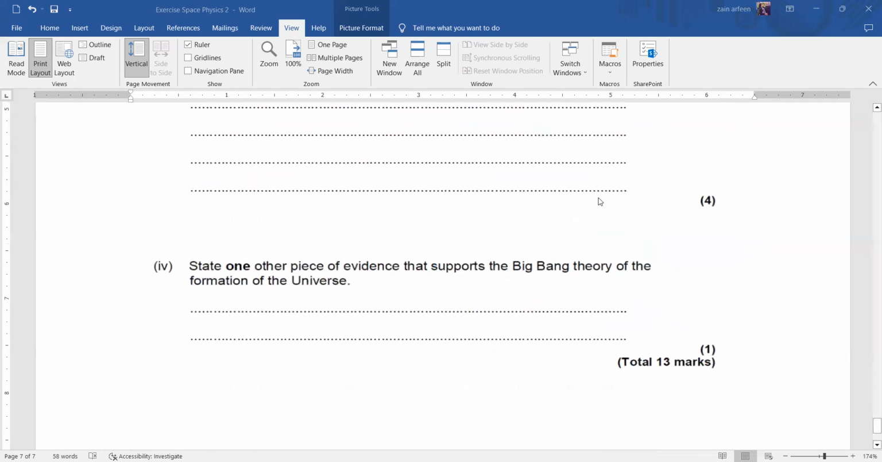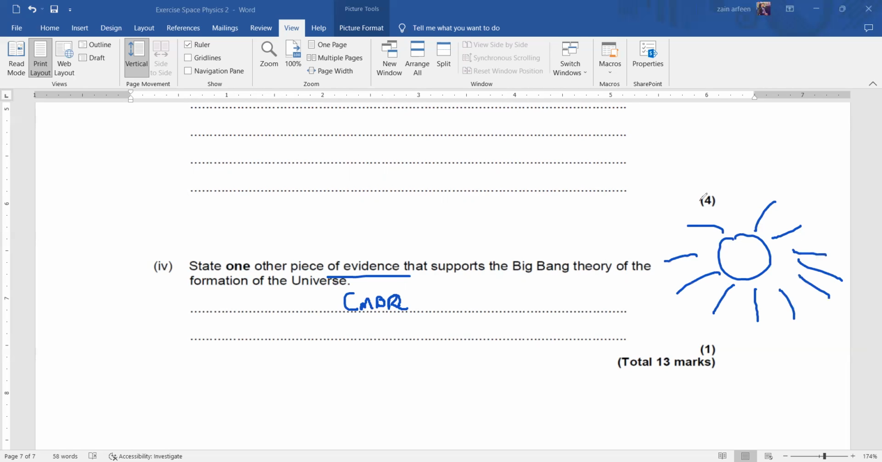Then state one piece of evidence that supports the Big Bang theory for the formation of the universe. So the answer here is cosmic microwave background radiation. That is the evidence that supports the Big Bang. How does it support the Big Bang? We are receiving cosmic background radiation evenly from all around. As the universe expands, the wavelength we receive from this radiation is increasing, getting longer, which shows that the stellar objects are moving away.